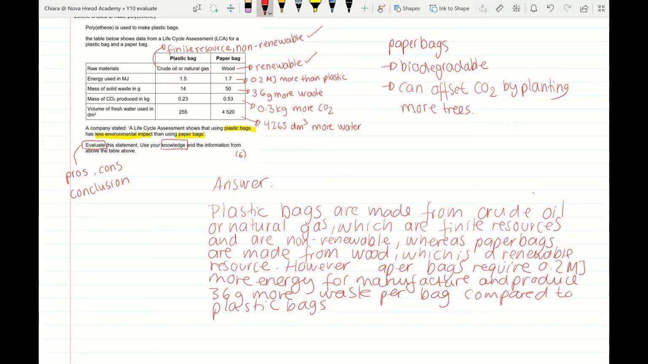Okay, so I've now talked about these 2 points here as well, and if you can see, it's very important that you actually say that it's compared to plastic bags. Okay, so I'm talking about paper bags, but how does that compare to plastic bags, right? So that's what we're trying to find, which one has got a lesser environmental impact. So we need to have both bags in mind when we're talking about this.